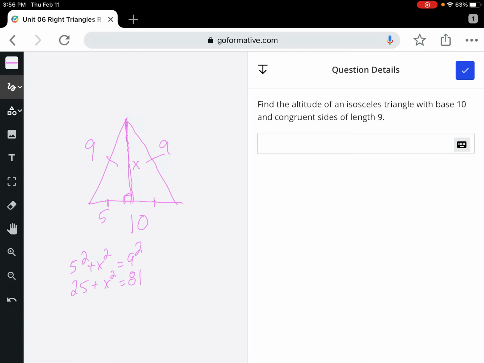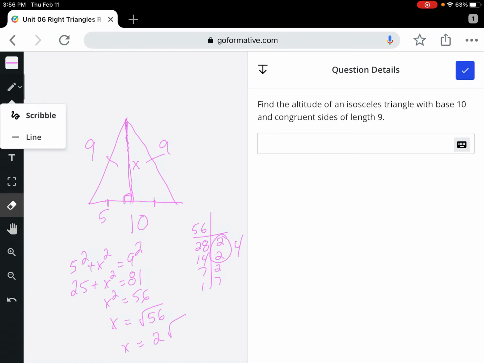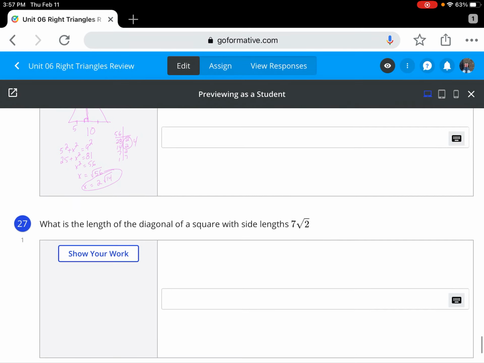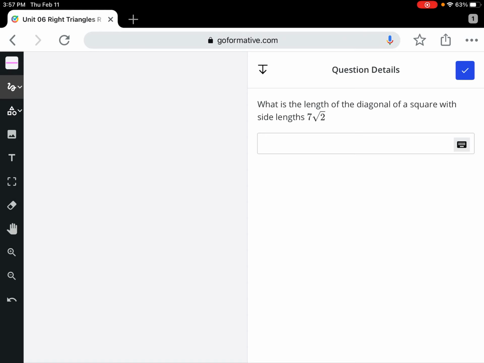25 plus x squared equals 81. 81 minus 25 is 56. x is equal to the square root of 56. 56 divided by 2 is 28. 28 divided by 2 is 14. 14 divided by 2 is 7, and 7 and 1. I know the square root of 4 is 2, so there's going to be a 2 on the outside. The thing that's not a perfect square is left on the inside, so it's going to be 2 radical 14.